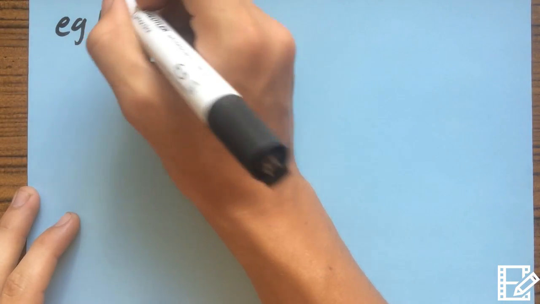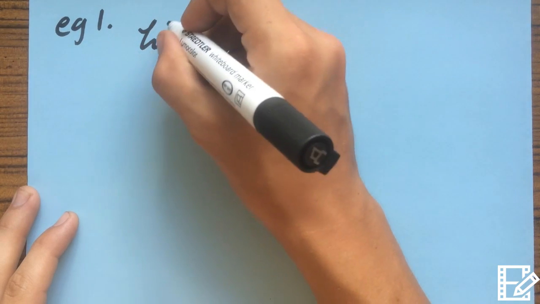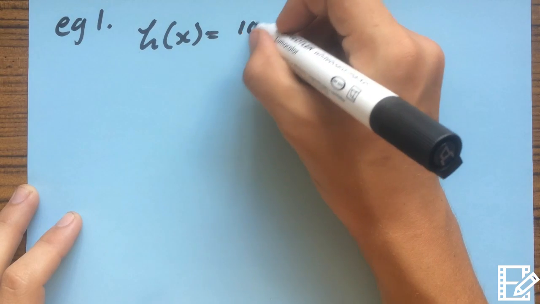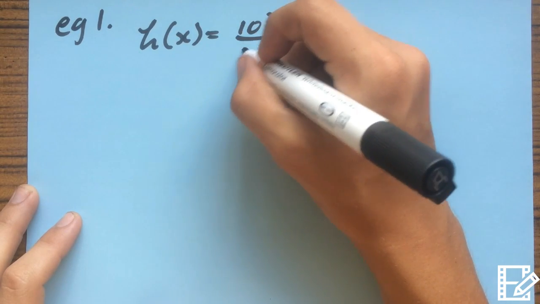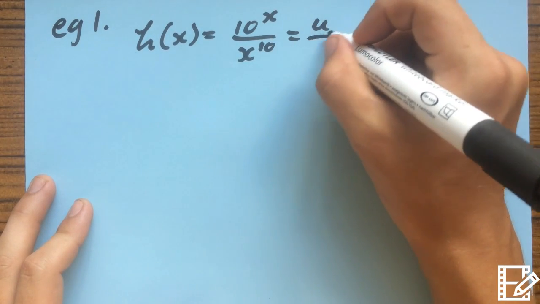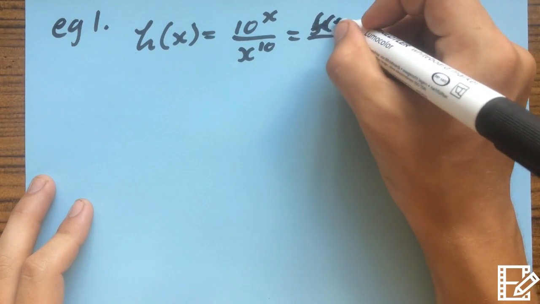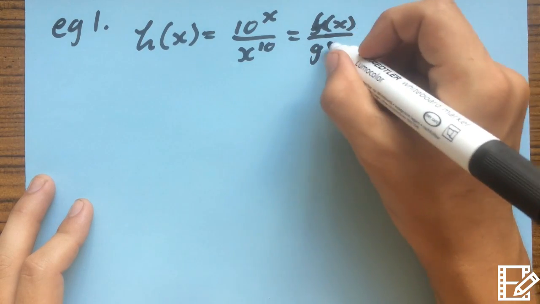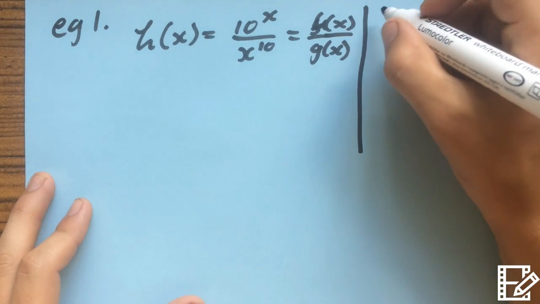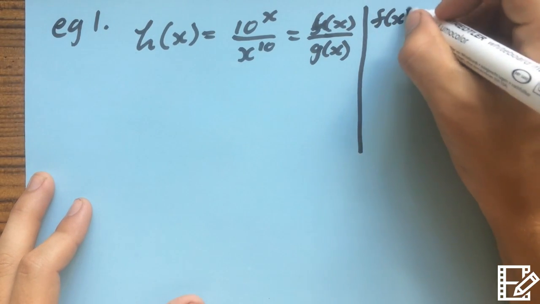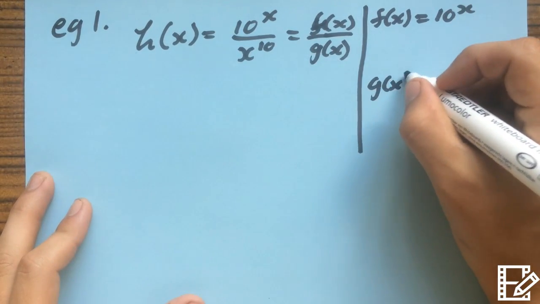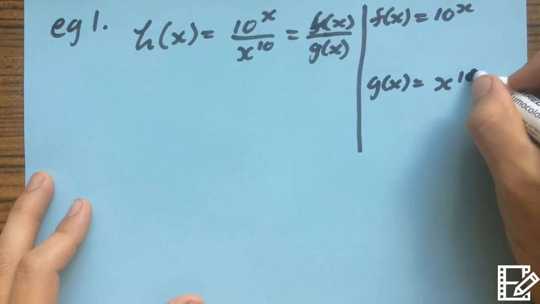h(x) equals 10 to the power of x over x to the power of 10. We have our function f(x) over another function g(x). If we label them as such, f(x) will be 10 to the power of x and g(x) will be x to the power of 10.